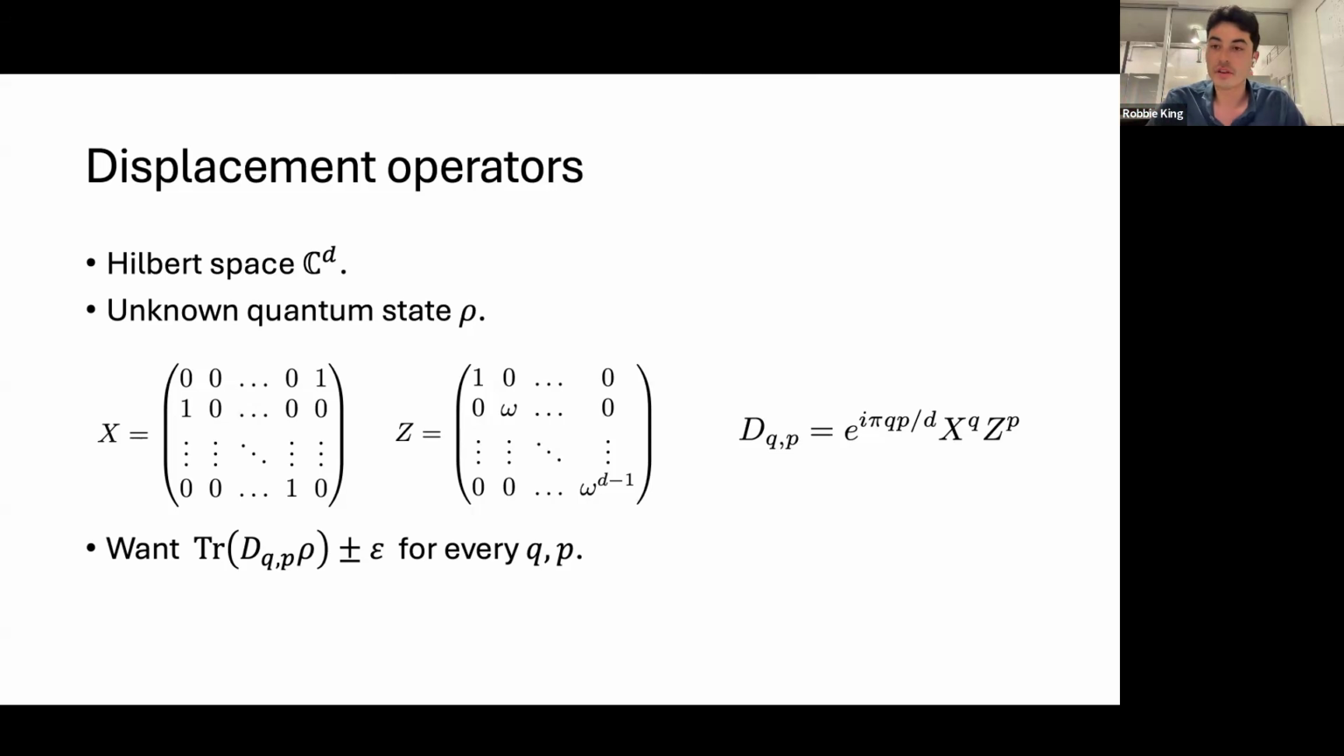Okay, and we can ask for the same thing. We want trace of D rho for every displacement operator D. I should mention that these displacement operators are not Hermitian. They are unitaries, but they're not Hermitian. So these expectation values will technically be complex numbers, but that's okay.